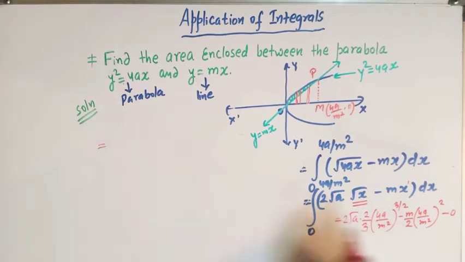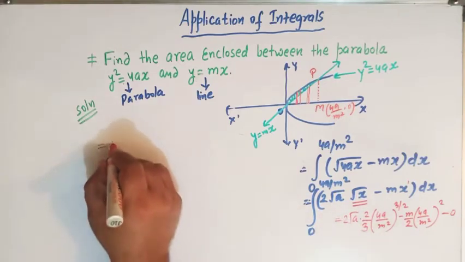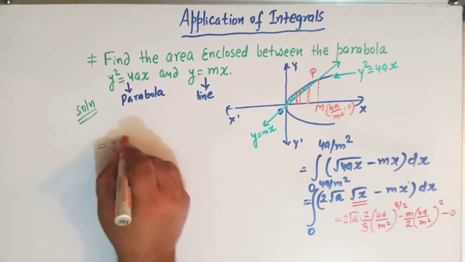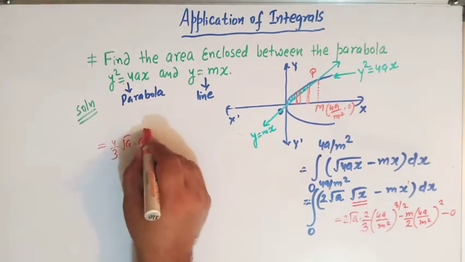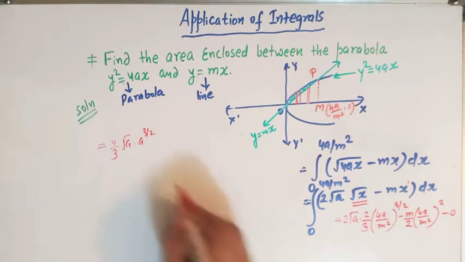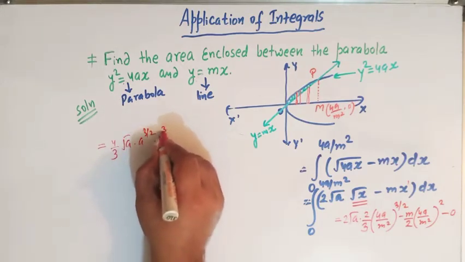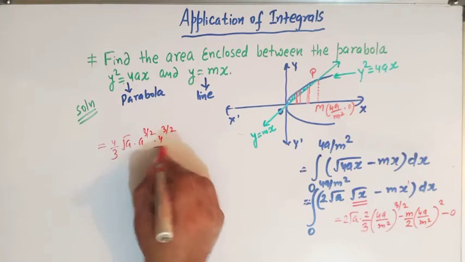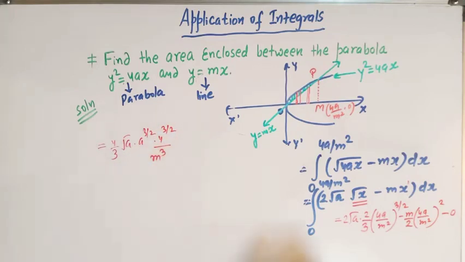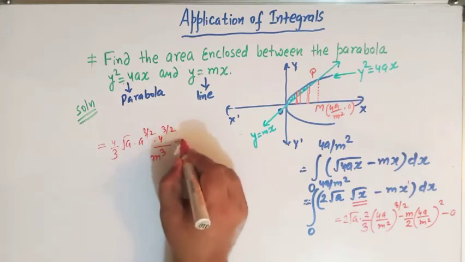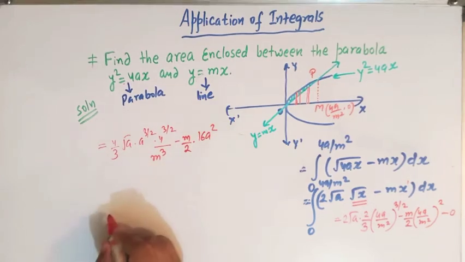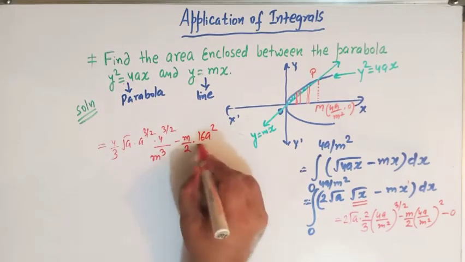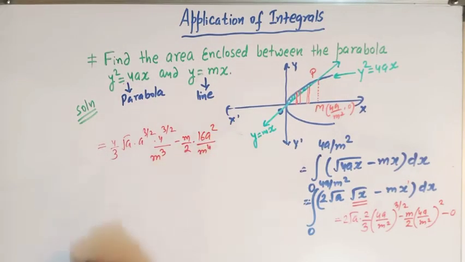Now this is 2 to the 4, 4 by 3 square root of a, and here we have a raised to 3 by 2, and then we have 4 raised to 3 by 2, and this is m cube, right? Because 2 and 2 get cancelled, so we have m cube minus this is m by 2, this is 16a square divided by m raised to 4.